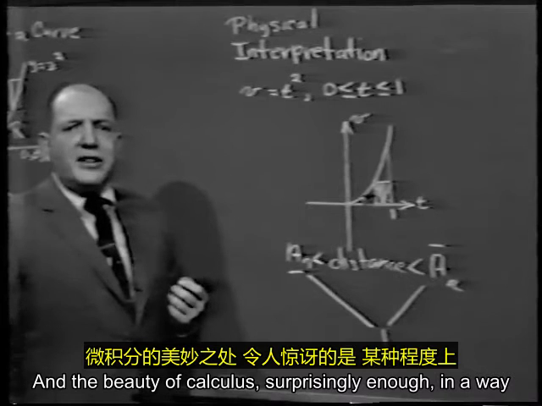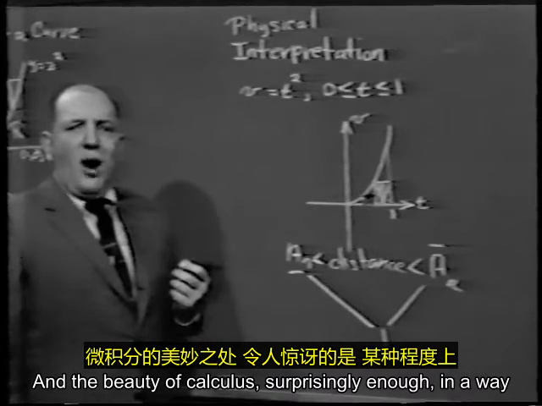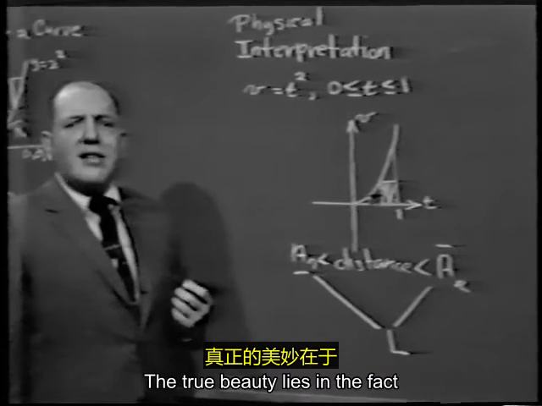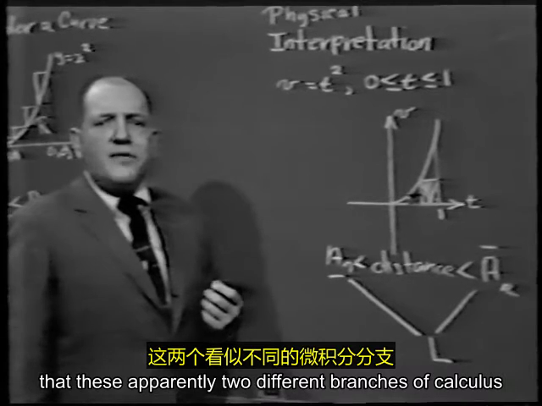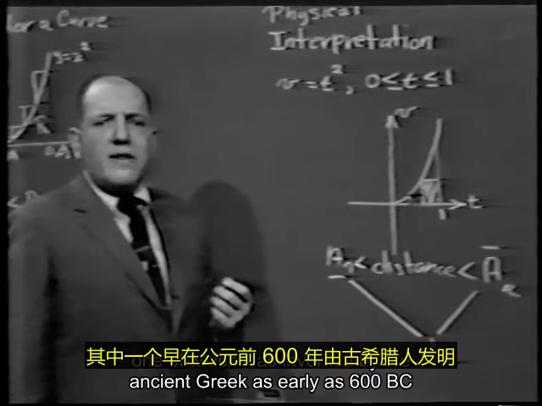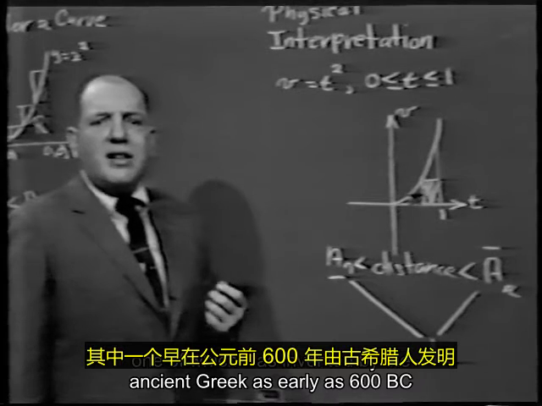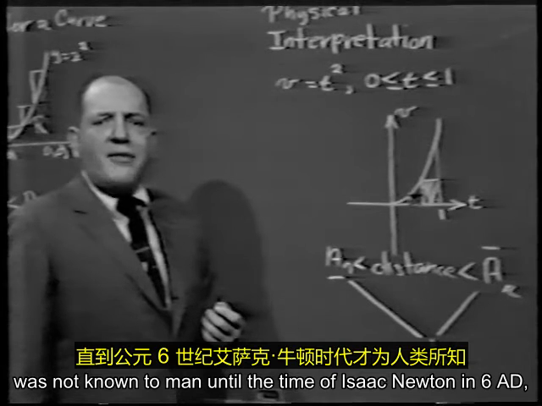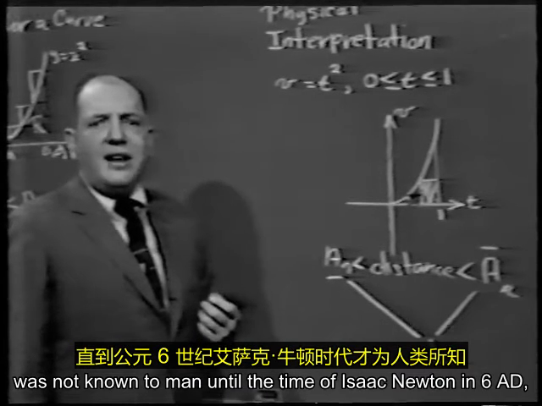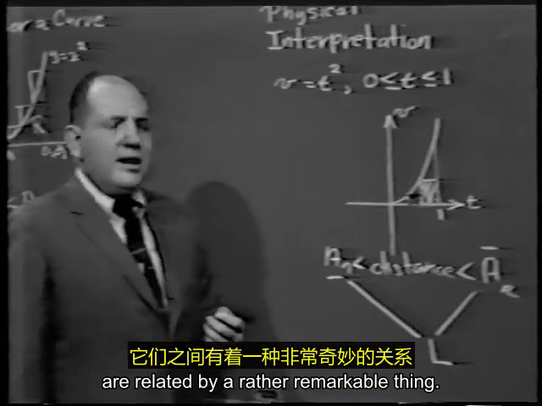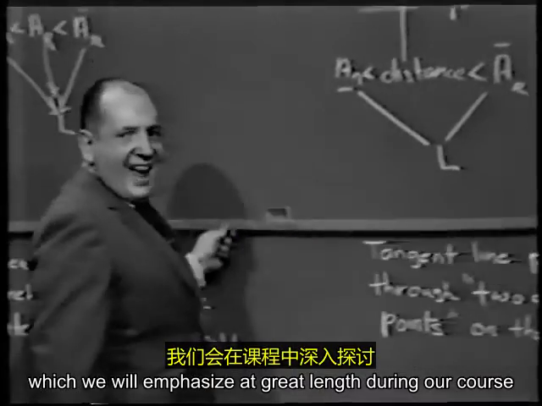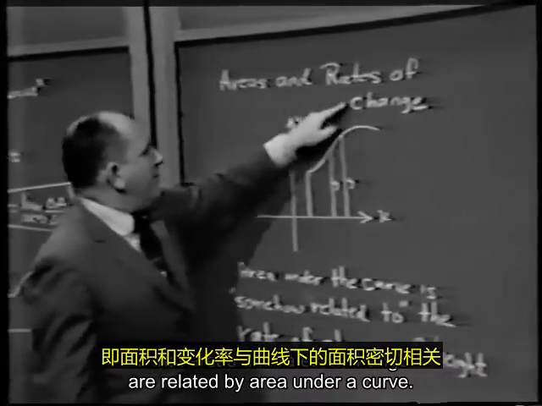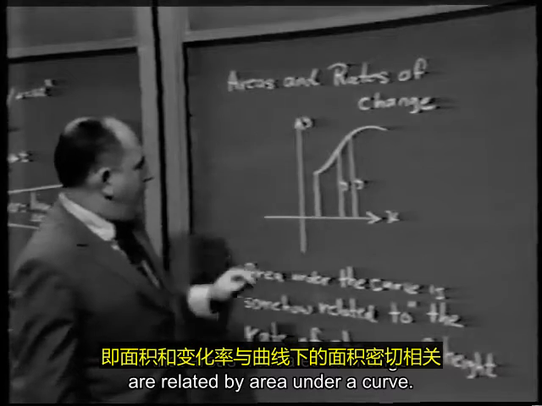And the beauty of calculus, surprisingly enough, in a way, is only secondary as far as these two topics are concerned. The true beauty lies in the fact that these are apparently two different branches of calculus, one of which was invented by the ancient Greeks as early as 600 BC, the other of which, differential calculus, was not known to man until the time of Isaac Newton, are related by a rather remarkable thing. That remarkable thing, which we will emphasize at great length during our course, is that areas and rates of change are related.